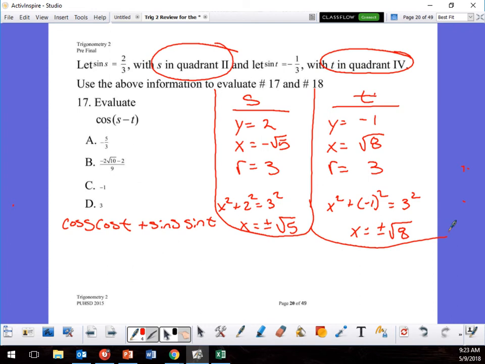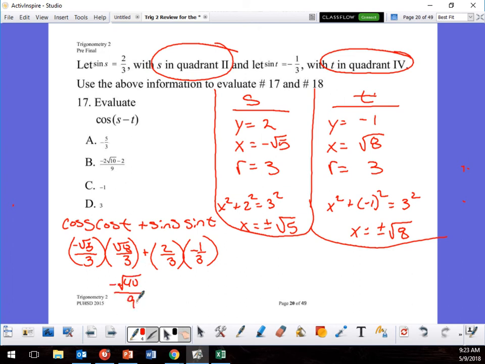Okay, so cosine S is going to be negative rad 5 over 3. Cosine T is rad 8 over 3. And plus sine of S is going to be 2 over 3. Sine of T, negative 1 over 3. So I'm going to come up with a negative rad 40 over 9 plus, ooh, that's a negative 2 over 9.